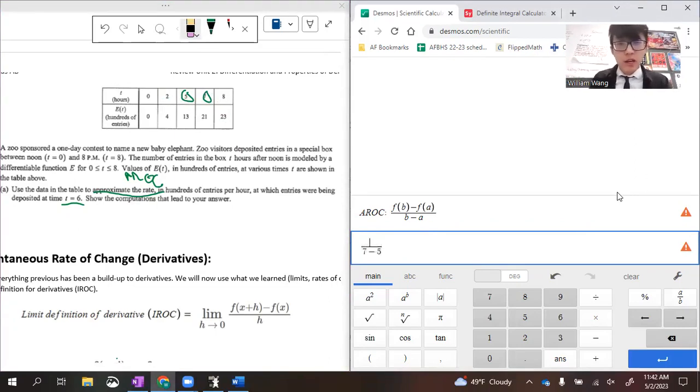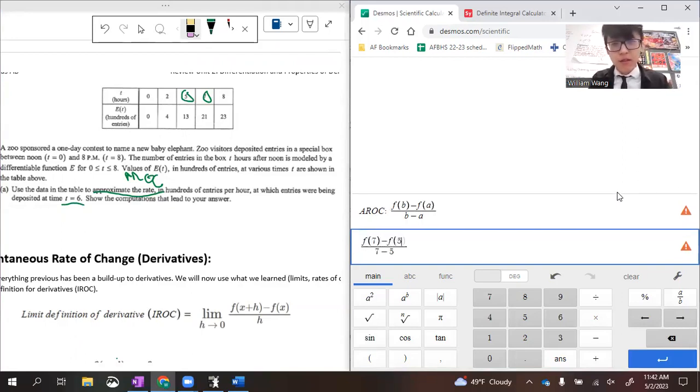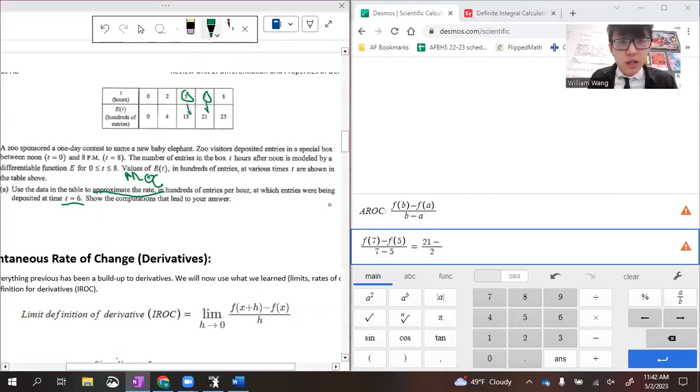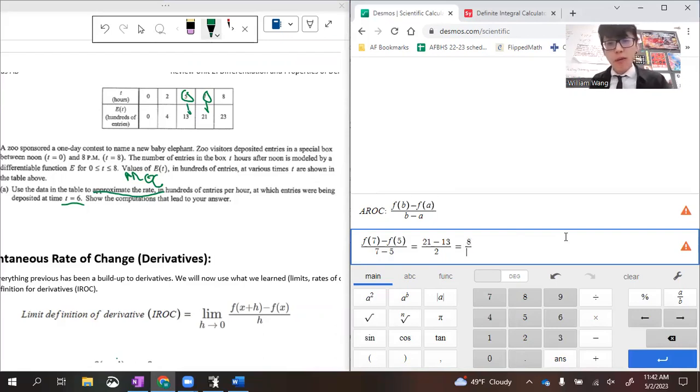So it's going to be 7 minus 5, f of 7 minus f of 5. That is equal to, well, 7 minus 5 is 2. F of 7 is 21. And I got that from my table here, right? F of 7 is 21. F of 5 is 13. So 21 minus 13 divided by 2. 21 minus 13 is going to be 8. So 8 divided by 2. So that's equal to 4.